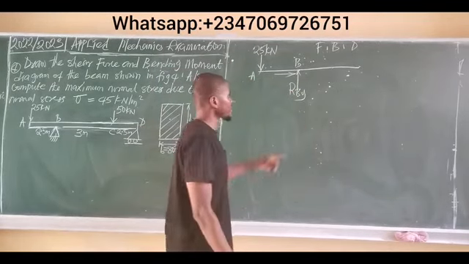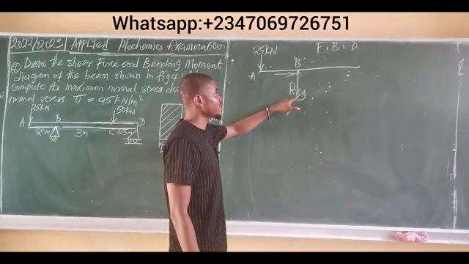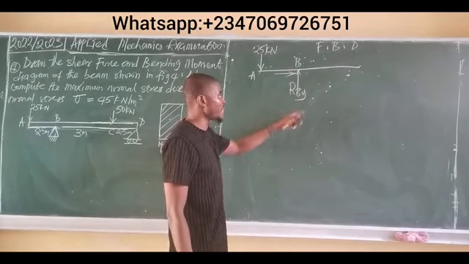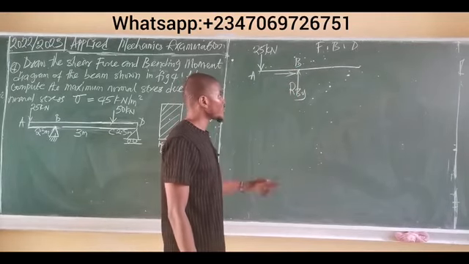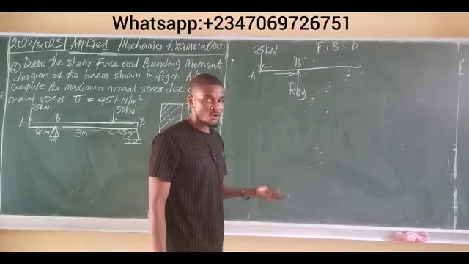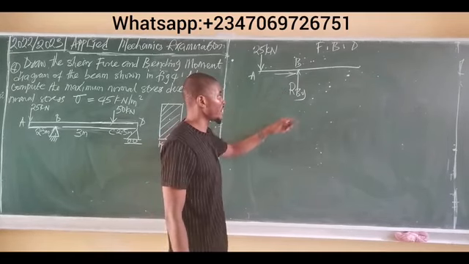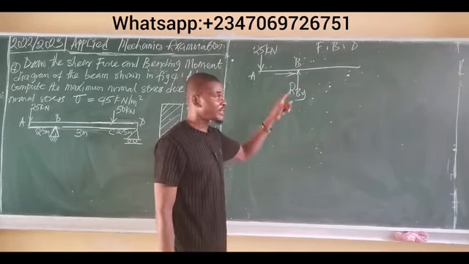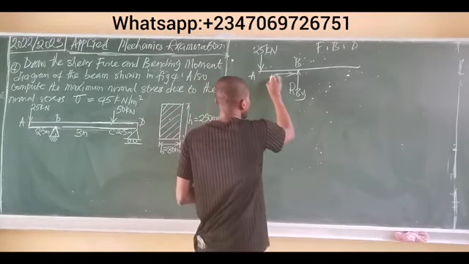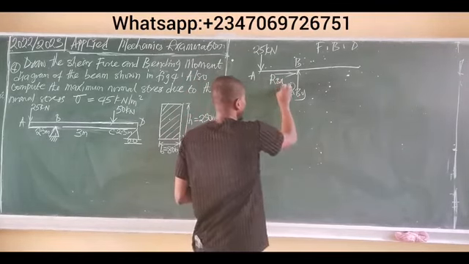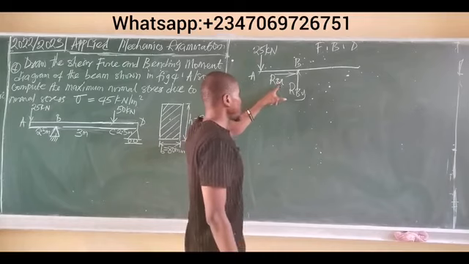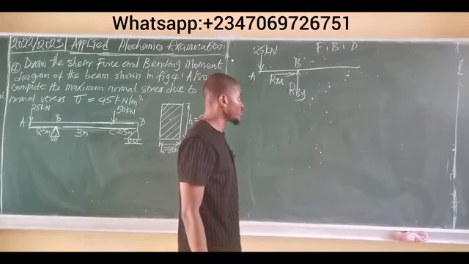Now we simply use RBY to indicate the reaction. R is for reaction, B simply means at point B, and Y indicates vertical. So this reaction arrow can also be called force F, so it can be FBY indicating that it is a force at that point. We also have this to now be RBX, reaction at point B, X indicates horizontal.